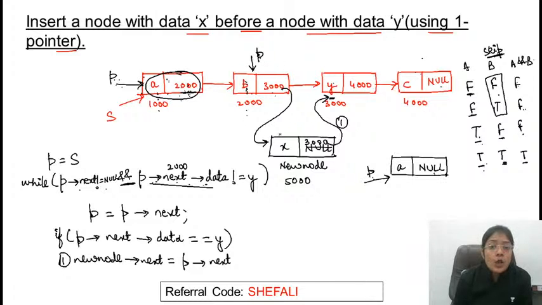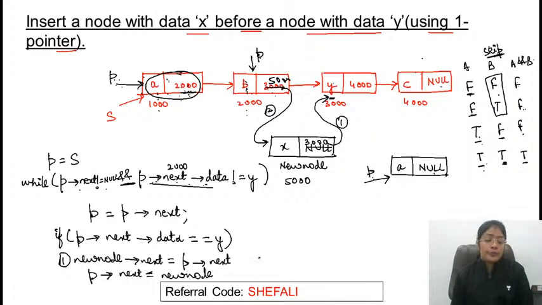And then P of next will be pointing to the new node. P of next is pointing to new node. New node is containing 5000. So this is statement 2. In this case, definitely order matters. Clear?